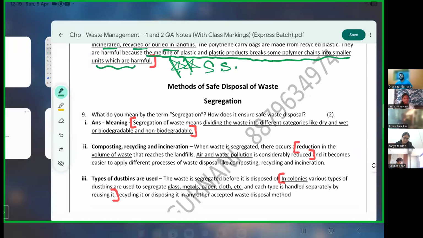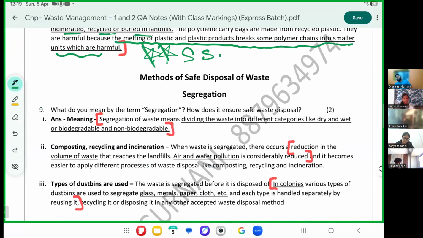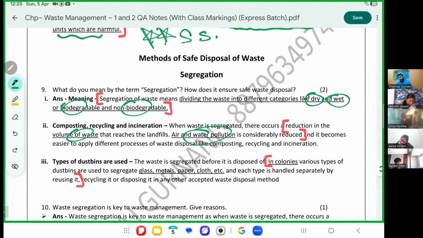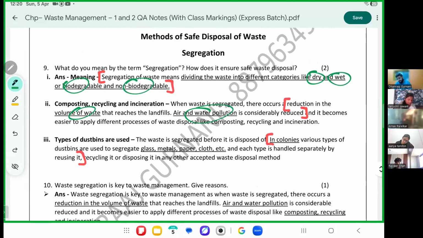The segregation concept is where you divide the waste into dry category, wet category, biodegradable and non-biodegradable category. When you do this, it reduces the volume of waste. The quantity goes down massively. Air and water pollution go down massively. In colonies, various dustbins are used to segregate glass, metal, paper, cloth, and they are handled by different methods.